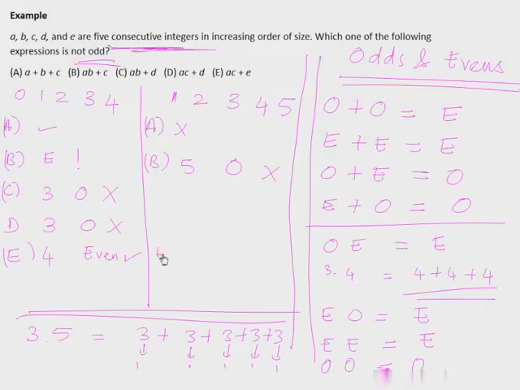So we have a likely candidate. Let's try choice E with the next set of numbers. AC plus E, that's 1 into 3 plus 5, that's 3 plus 5, that's even, so not odd. So in both the cases, the fifth choice, AC plus E, gave me an even answer. So that must be the answer. That's the one that's always not odd.